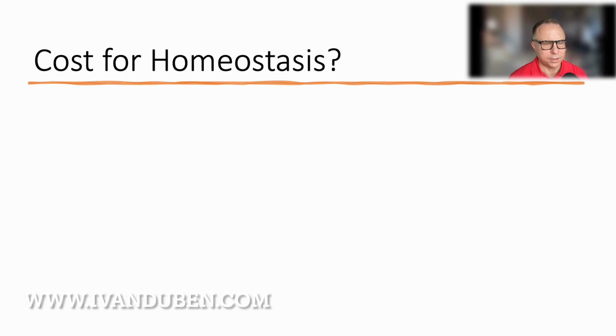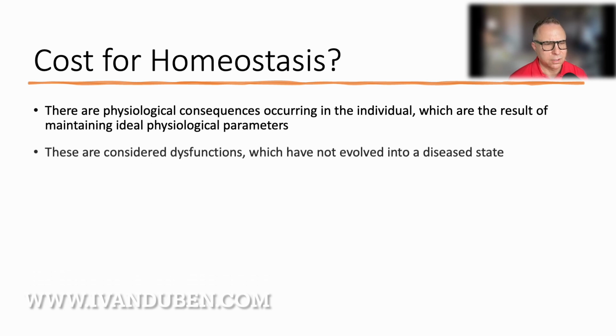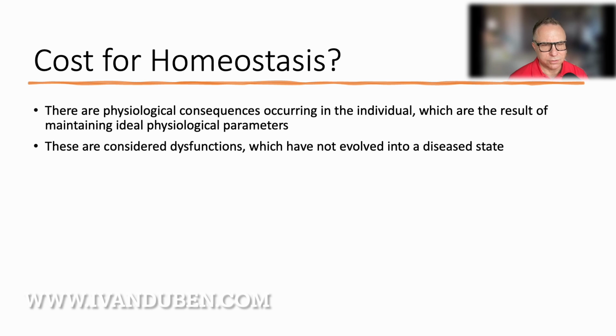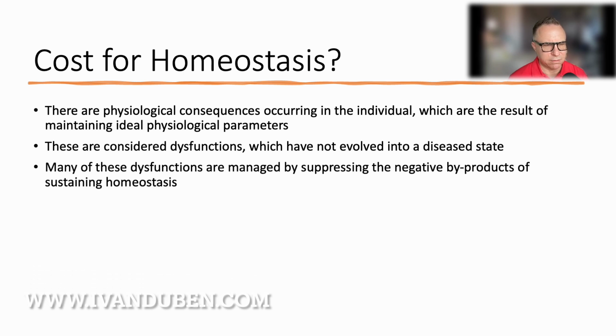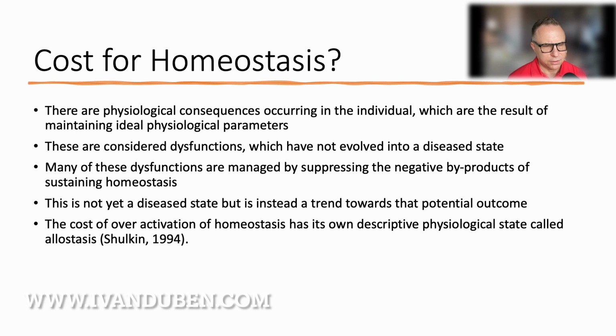Is there a cost to the body for managing homeostasis? There are physiological consequences occurring in the individual which are the result of maintaining those ideal physiological parameters. These are considered dysfunctions which have not yet evolved into a disease state. Many of these dysfunctions are managed by suppressing the negative byproducts of sustaining homeostasis. This is not yet a disease state, but is instead a trend towards the potential outcome. The cost of overactivation of homeostasis has its own descriptive physiological state called allostasis.